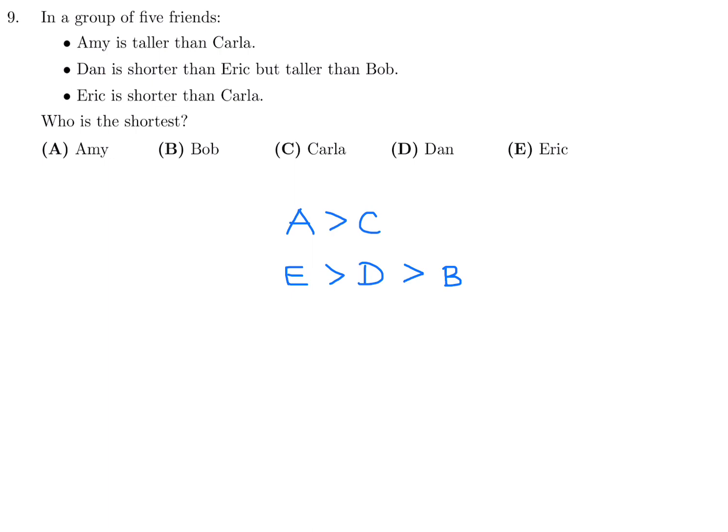And then Eric is shorter than Carla, so I'll just put it along here like that. We'll just continue this. Put A there since A is greater than C. And then we've got one continuous inequality. The smallest is B, who is Bob, and therefore he's the shortest of that group. Number 9 is B.